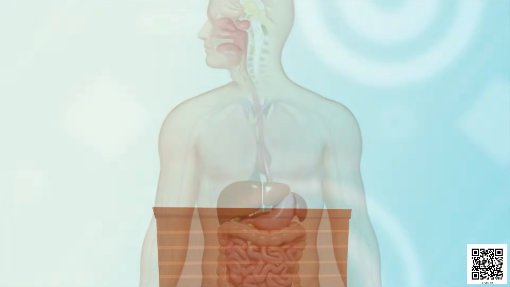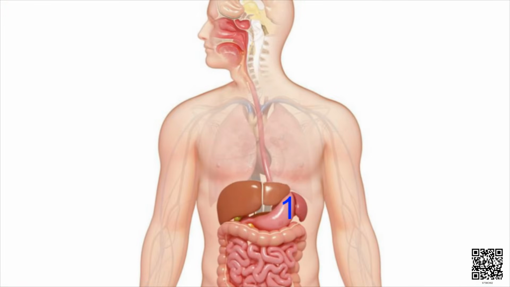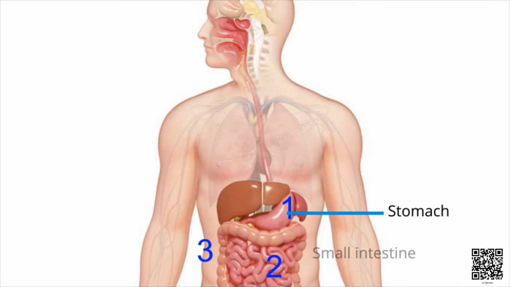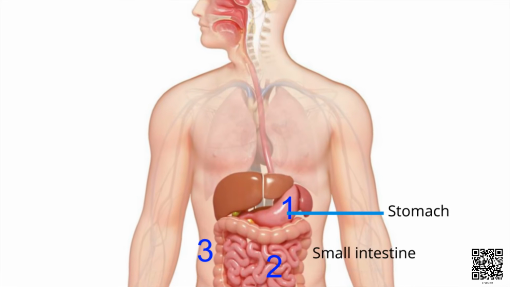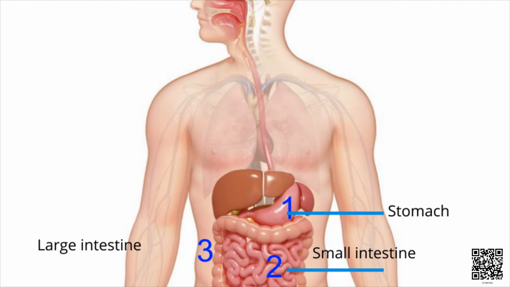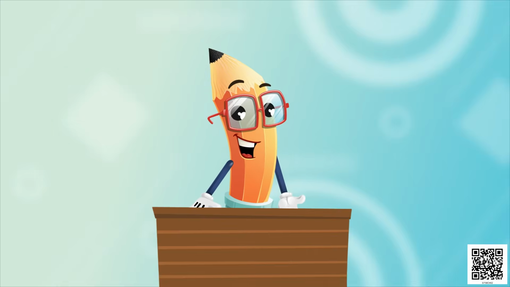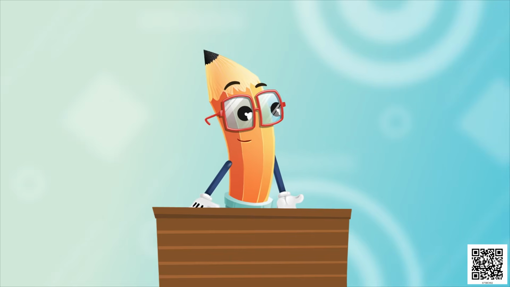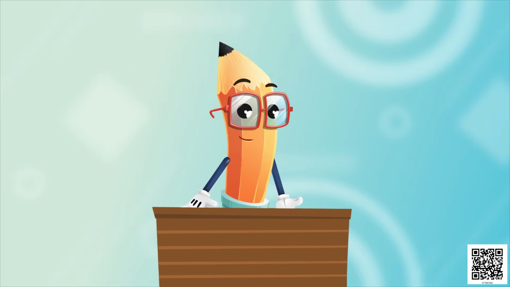Now, look at this picture of the human digestive system and label the parts numbered as 1, 2, and 3. So, the part labeled 1 is stomach. Part labeled as 2 is small intestine. And after that, large intestine. Students, with this, we complete our chapter, Nutrition in Animals.